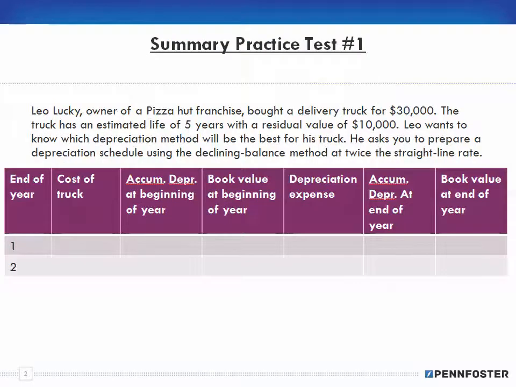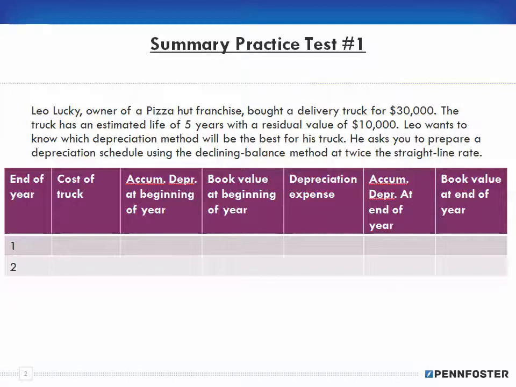All right. Okay, summary practice task one. Leo Lucky, owner of a Pizza Hut franchise, bought a delivery truck for $30,000. The truck has an estimated life of 5 years with a residual value of $10,000. Leo wants to know which depreciation method will be the best for his truck. He asks you to prepare a depreciation schedule using the declining balance method at twice the straight line rate.